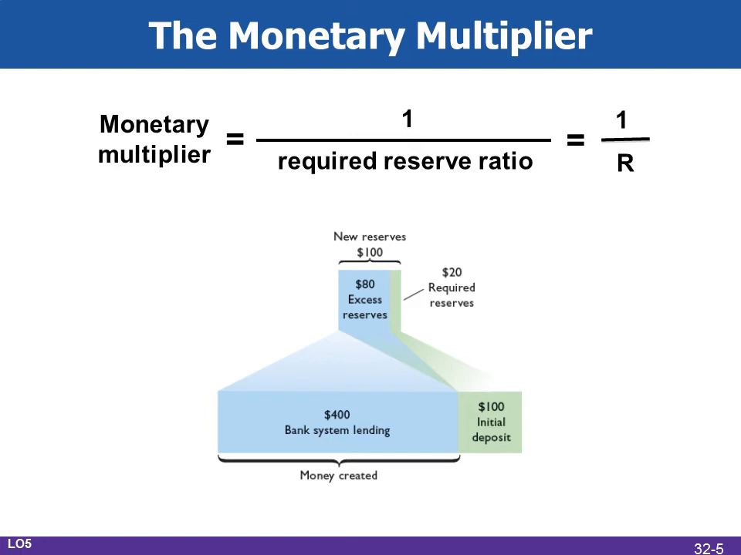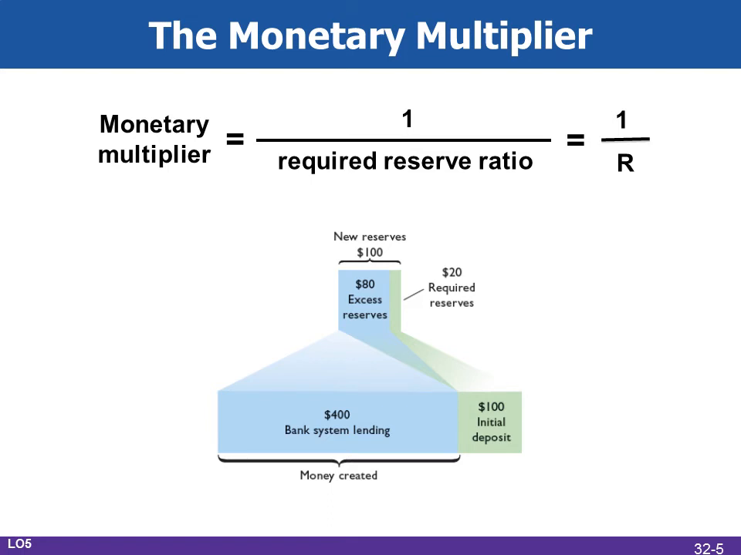The money multiplier is easy to calculate. If you know the required reserve or the reserve ratio, you simply take 1 divided by that, and that gives you your money multiplier. So 1 divided by 0.2, because in the previous slide we assumed that the reserve requirement was 20%. So if the reserve requirement is 20%, 1 divided by 0.2 means there is a money multiplier of 5.